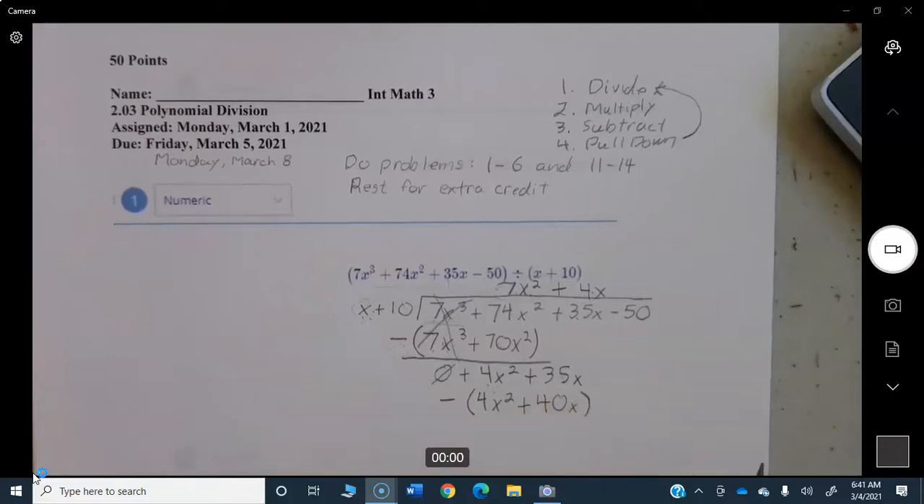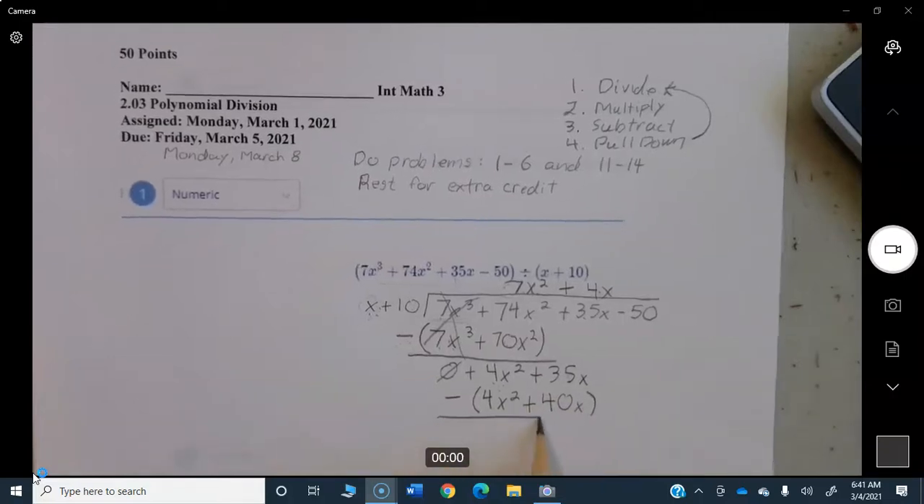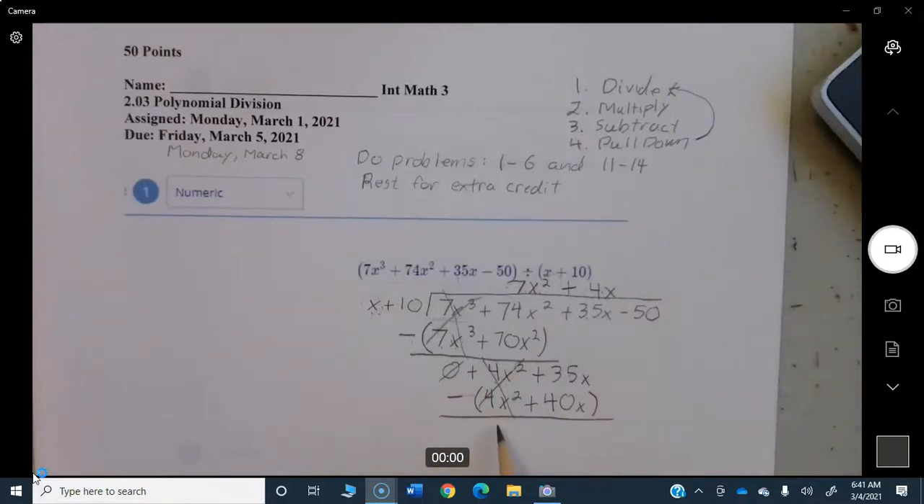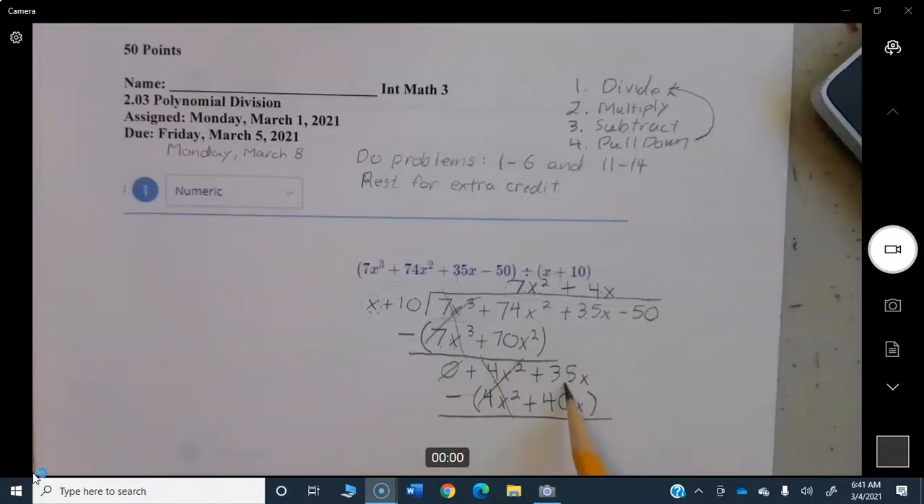X. Boom. Okay. And now that was the multiply step. Now you're back to the subtract step again. So these first two terms that we said always just disappear. I'm not even going to bother to write the 0 there. They always go away. 4x squared minus 4x squared. This is going to be 35x minus 40x. If you do that, you're going to get negative 5x. Okay, so that's the subtract step.